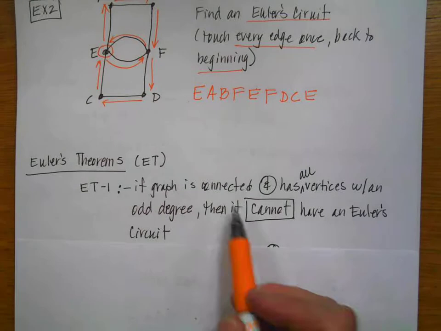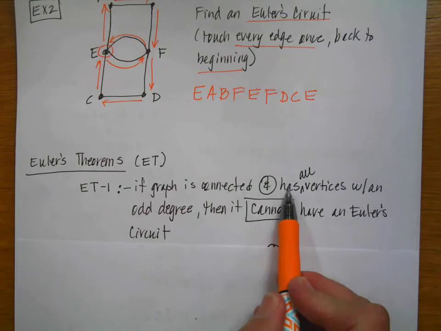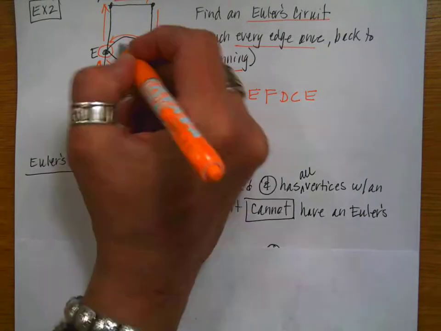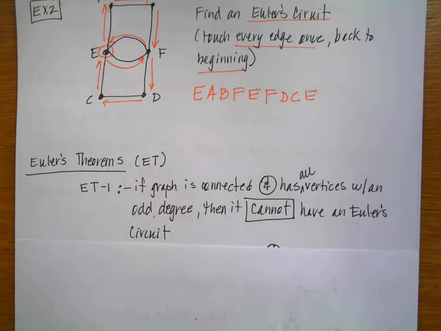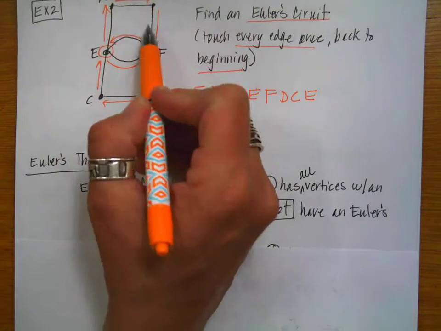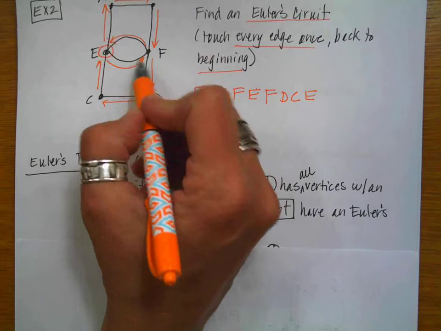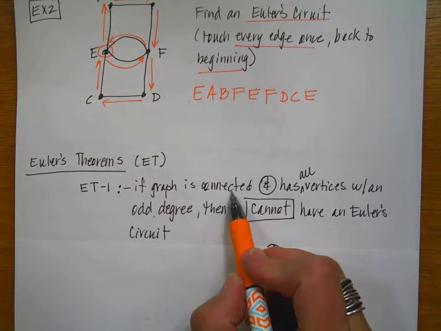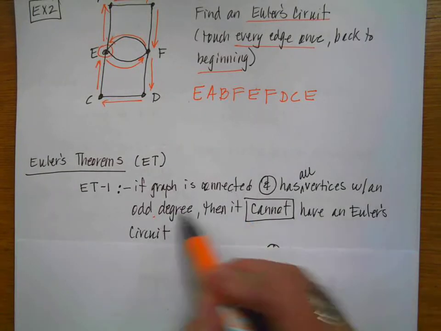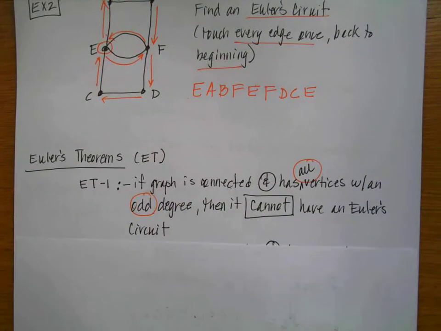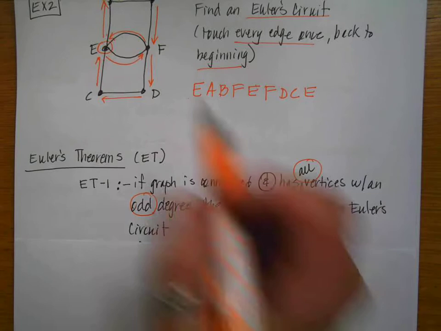So for our first Euler's theorem, it says if a graph is connected and has all vertices with an odd degree. Remember that a degree is how many different things come into the particular vertex. Alrighty, so notice at A is a 2 degree, B is a 2 degree, F would be a 1, 2, 3, 4 degree. Okay, so the first Euler's theorem says if a graph is connected and all of the vertices, this is important, have an odd degree, then there is no Euler circuit.